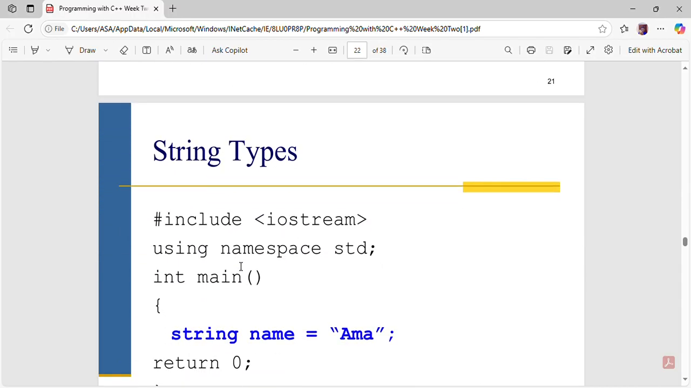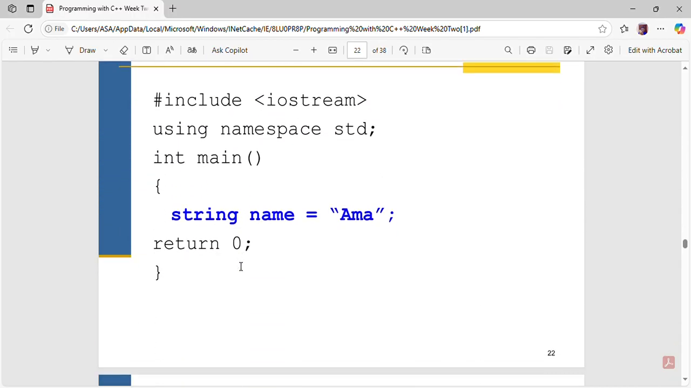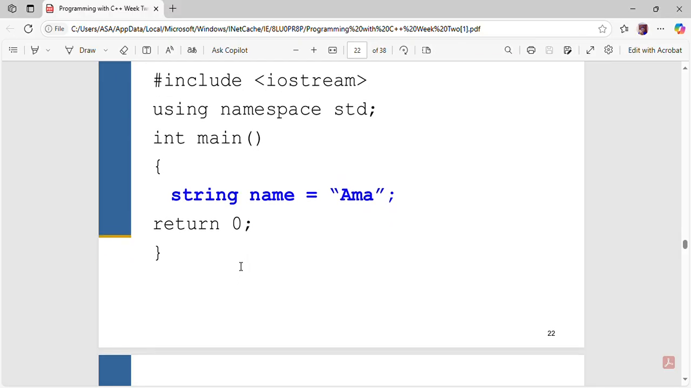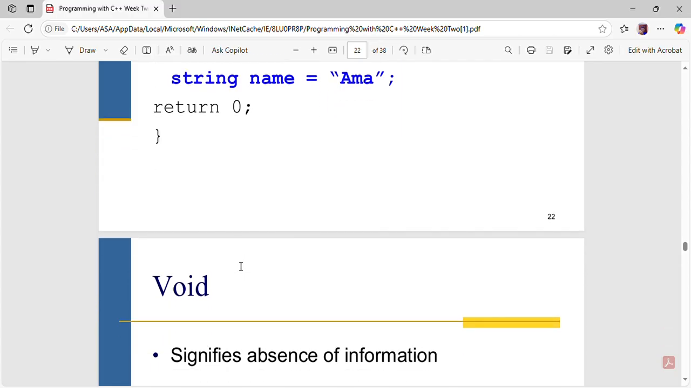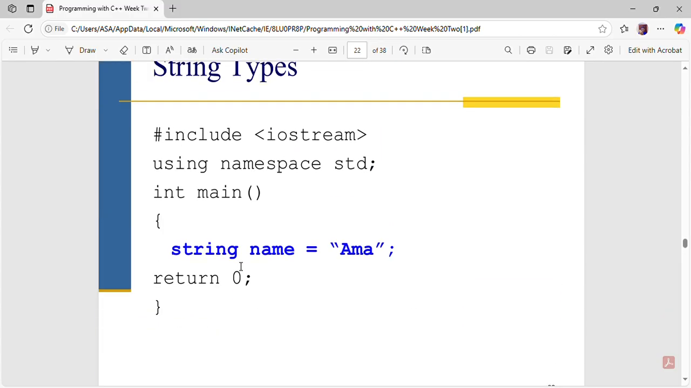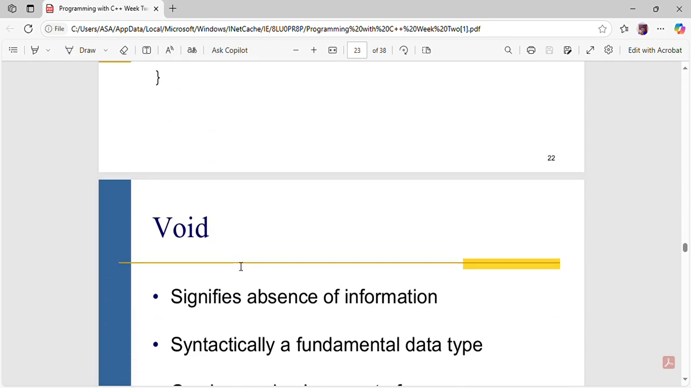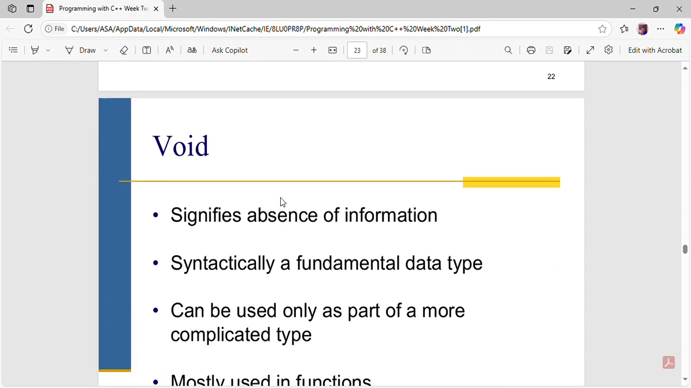Let's look at some string types. So it has been used in the example here that string name equals AMA. And this one has been used in double quotation. The AMA is being enclosed by double quotation.